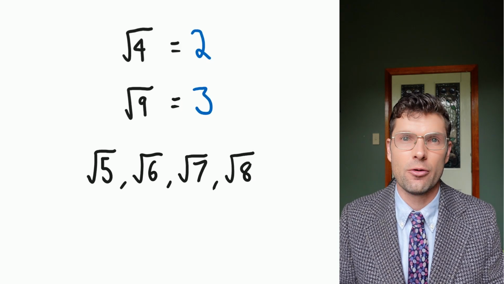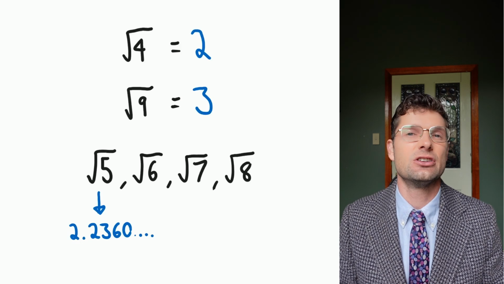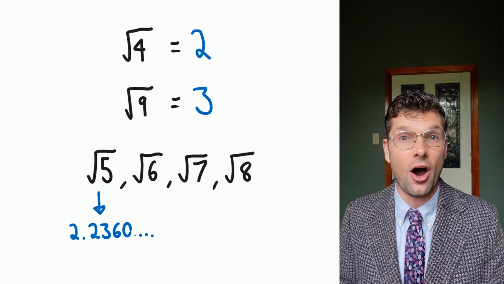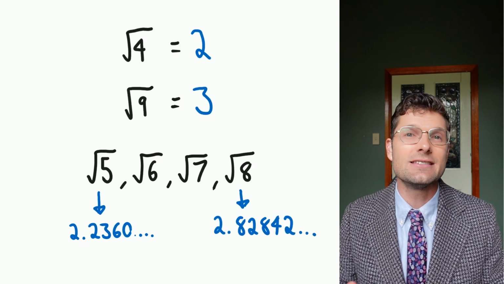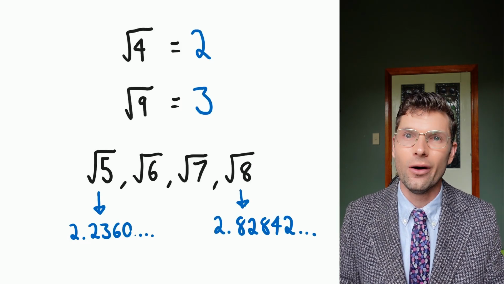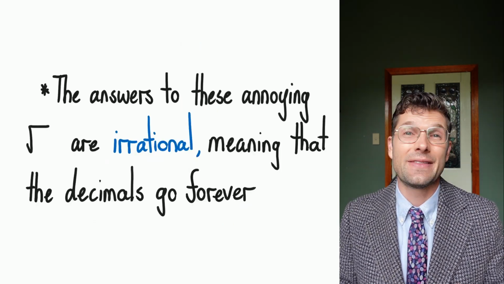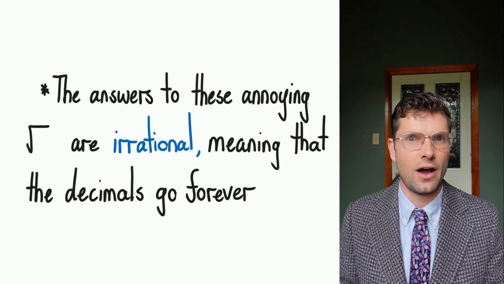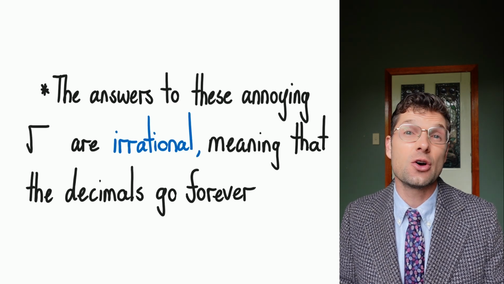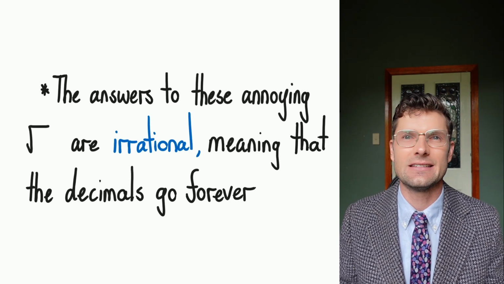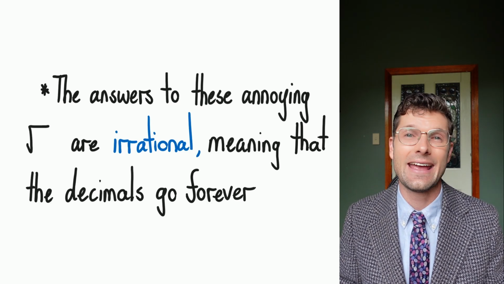If you type the square root of 5 into your calculator, it's going to equal something like 2.23 and so on, and that decimal is going to go on forever. As we go a little bit higher, the square root of 8 is closer to 3, 2.82 and so on. As these numbers get bigger, they get closer to the square root of 9, which is 3. So there's a whole continuum in between these numbers. The answers to these annoying square roots, 5, 6, 7, and 8, are all irrational, and that means the decimal goes on forever. It's not really helpful to write down that massive decimal because you could never stop. Sure, we could round them, but that's not going to be the most accurate answer we could give.